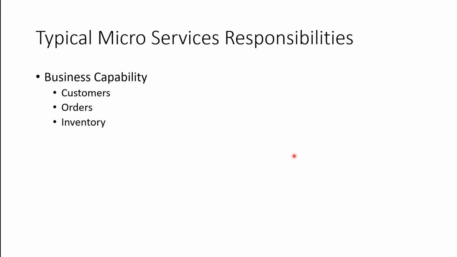Okay, so when you're talking about microservices, you really need to hunker down on the responsibility. So you might have business capability responsibilities, like you just deal with customers, you deal with orders, you deal with inventory, or messaging capability, like your job is to send emails. Your job is to send push notifications. Your job is to send text alerts.